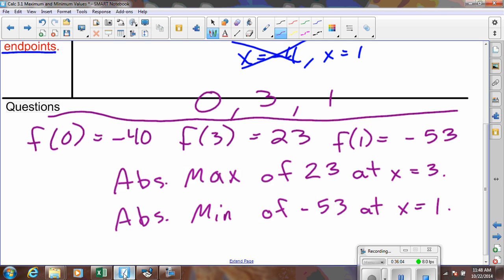We can identify the absolute maximum and minimum by finding the critical values and then checking to see what are the y values of the endpoints and critical values.